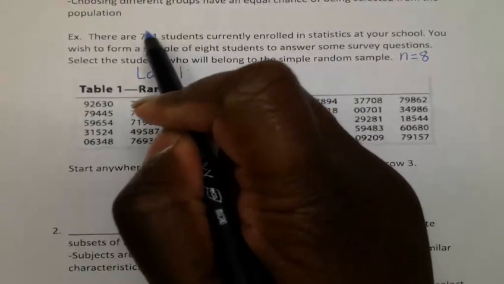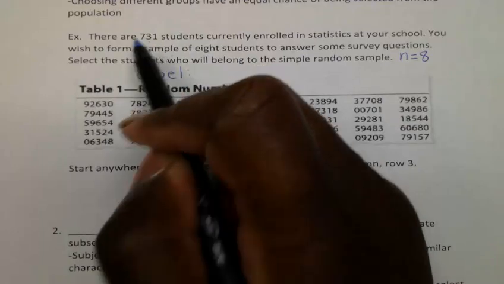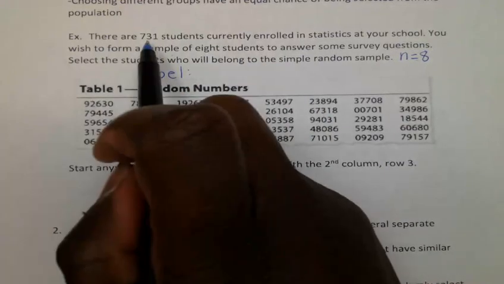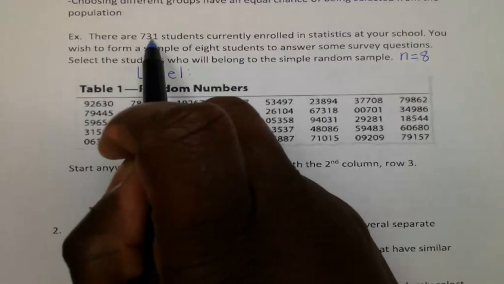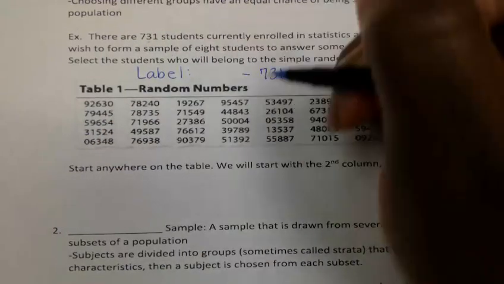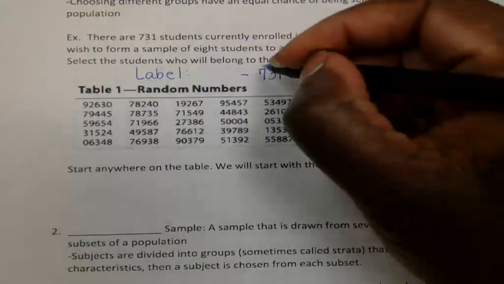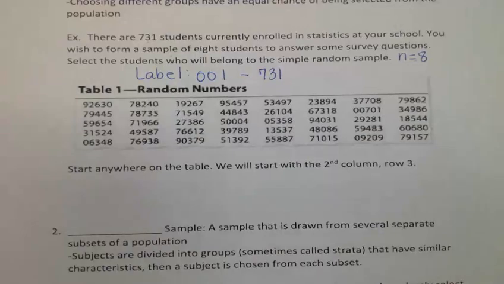All right, so this is the population, 731 students. I need to label them. To label them, let's look at the highest number. That's 731. So I need to label them 1 through 731, right? I can't number the first person just a number 1. The digits have to be equal. If there's 3 digits here, my first number must also have 3 digits.